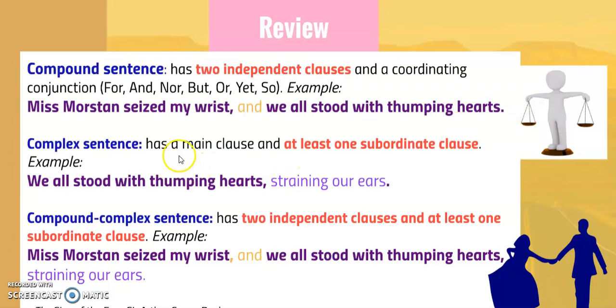Let's read this complex sentence. We all stood with thumping hearts, straining our ears. I've taken this independent clause and pasted it here. Now it changes its name to the main clause because in a complex sentence there's only one clause that makes sense by itself. Straining our ears doesn't make sense by itself because it doesn't tell us who's straining their ears. Therefore it's called the subordinate clause or dependent clause because it's dependent on the ideas here for us to understand it. A complex sentence has one main clause and at least one subordinate clause, and the subordinate clauses are separated with commas.